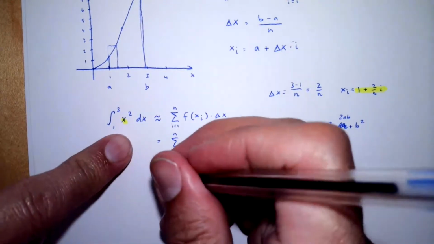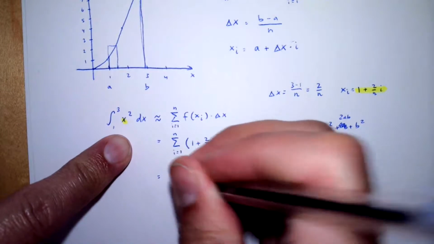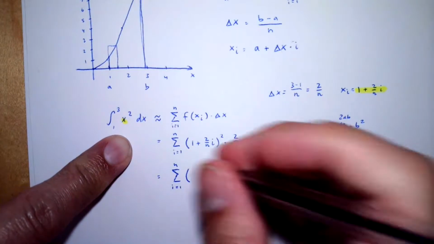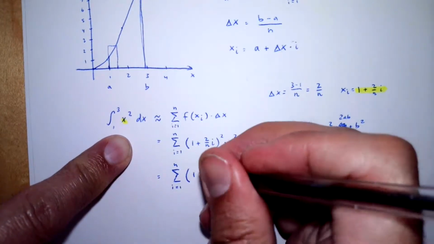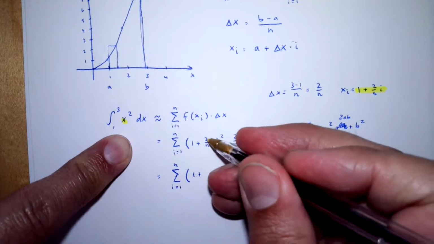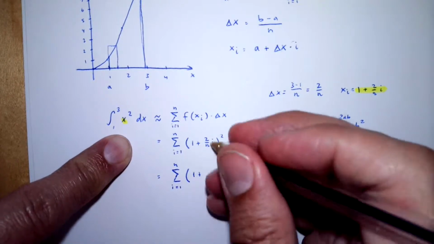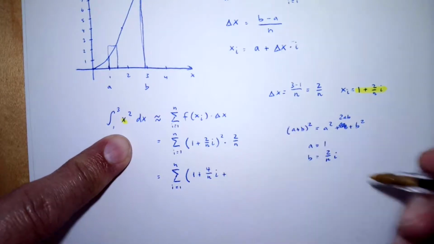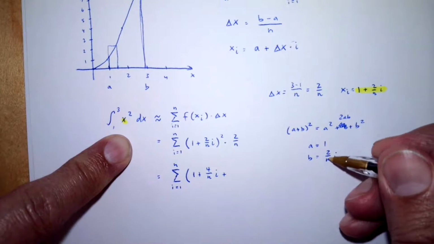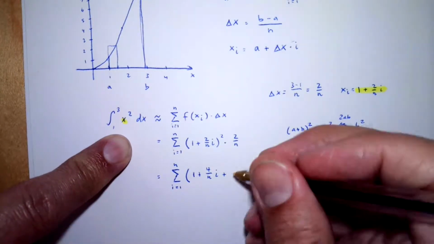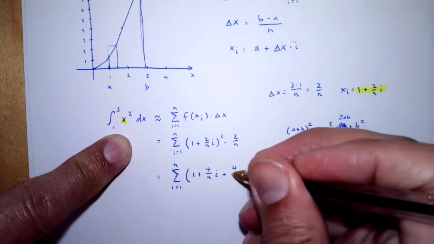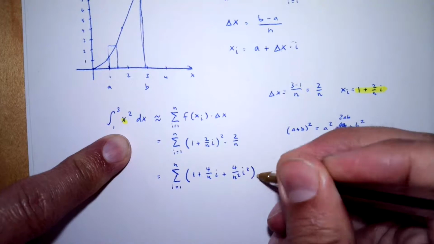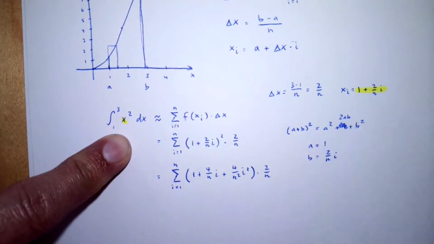So let's see, what do we get here? We get the sum from 1 to n of 1 squared, which is 1, plus 2 times 1 times 2 over n i. So that's 4 over n i, plus b squared. So I've got to square everything here. So 2 times 2 is 4. n times n is n squared. i times i is i squared. And I'm still multiplying by 2 over n.